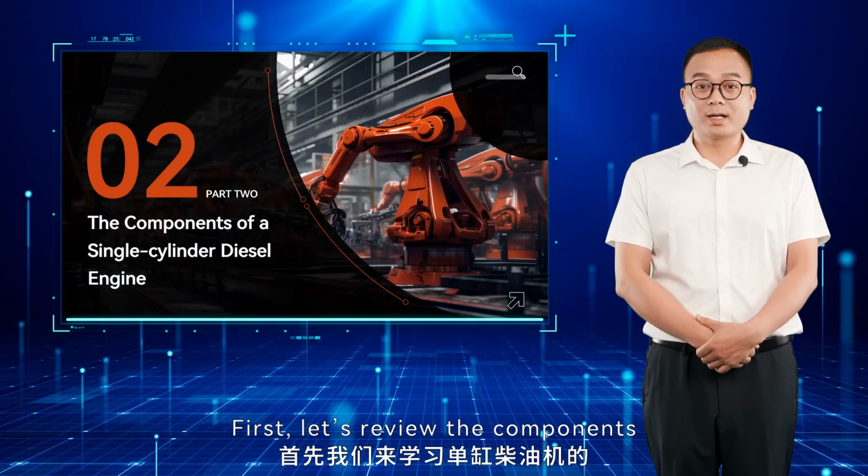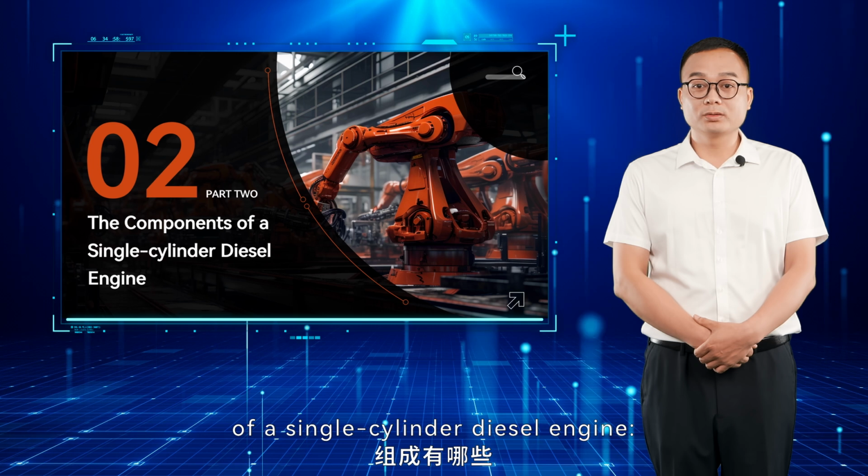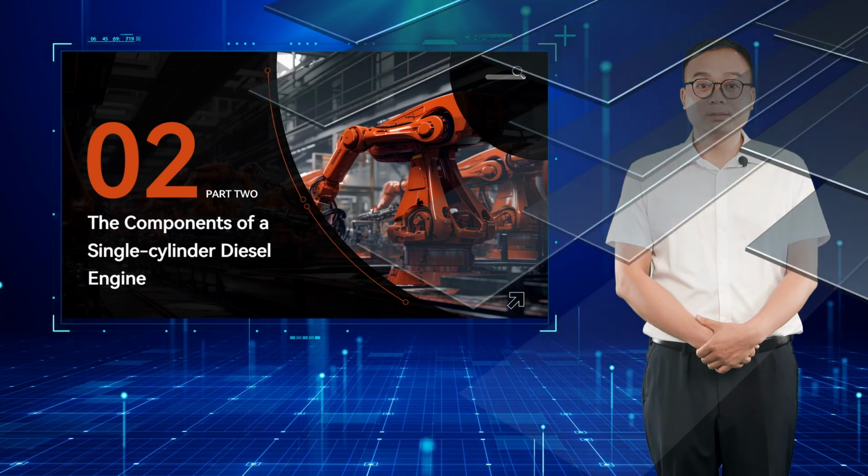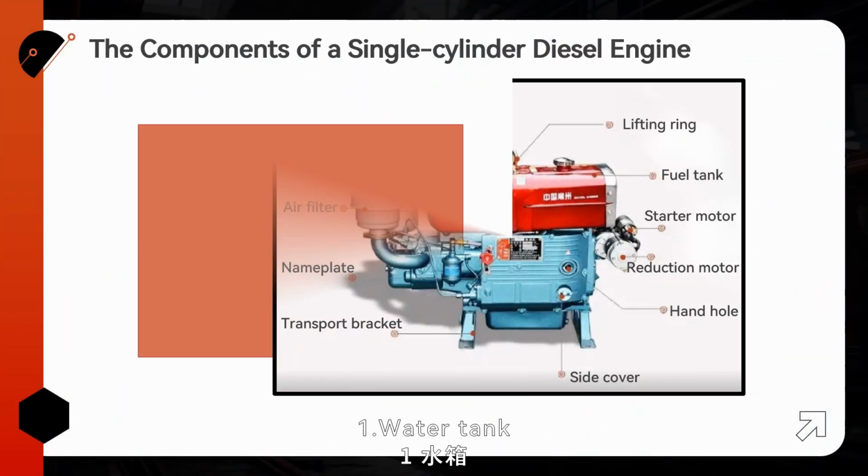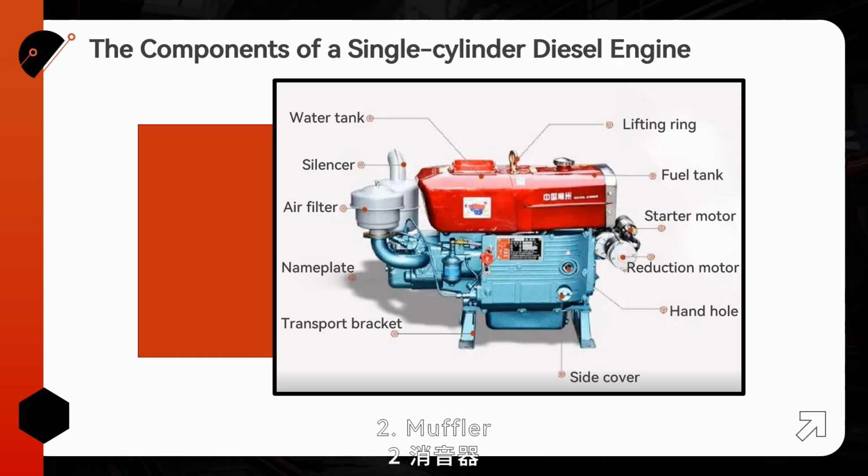First, let's review the components of a single-cylinder diesel engine. 1. Water tank. 2. Muffler. 3. Air filter. 4. Engine nameplate. 5. Transport bracket. 6. Lifting ring. 7. Fuel tank. 8. Starter motor. 9. Reduction motor. 10. Hand crank hole. 11. Side cover.